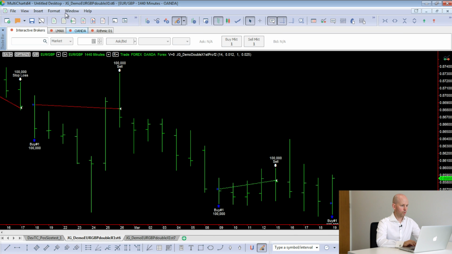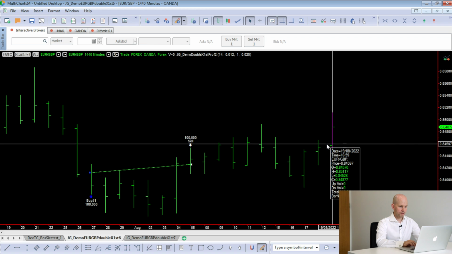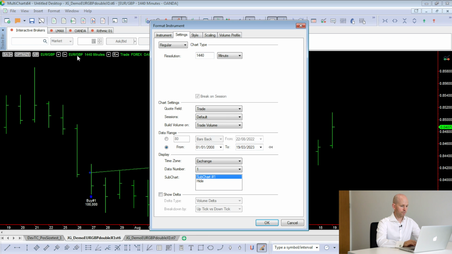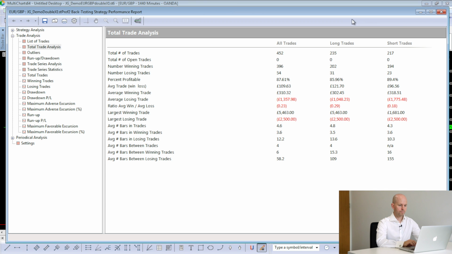So let's apply some more data, and I've got that on another chart here. This chart here, we can see we've got data right up to the 19th of August 2022, which is as much data as I've got at the moment. And that is the full data set from 2008. So it's got that extra sort of 15 months added on. Obviously we've got more trades. Percent profitable is still good. The average trade has actually gone up a little bit.